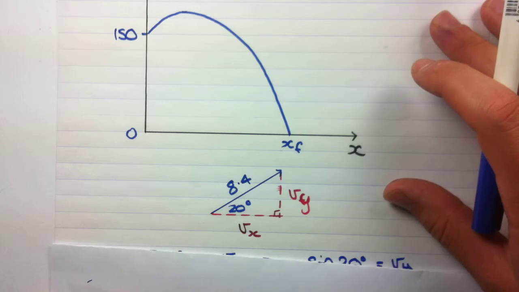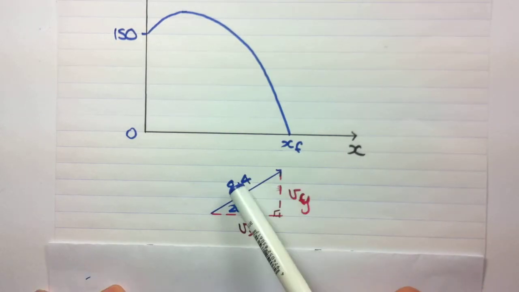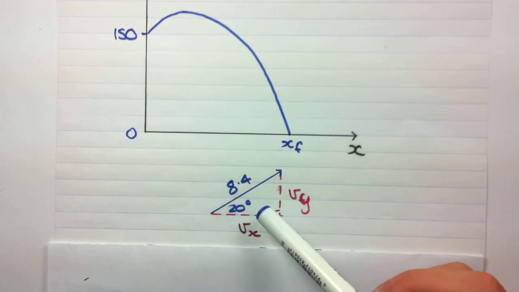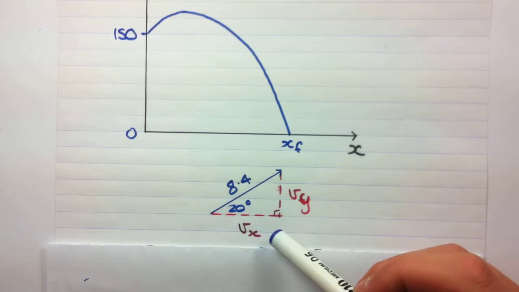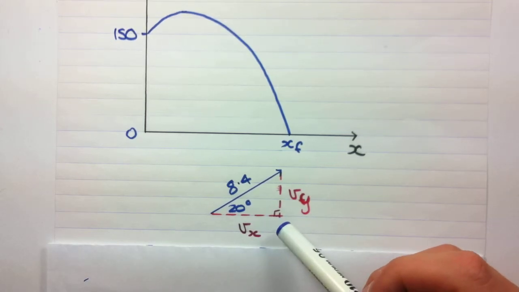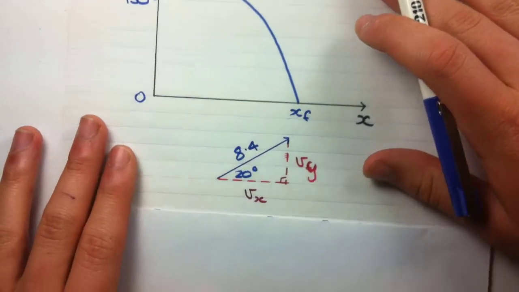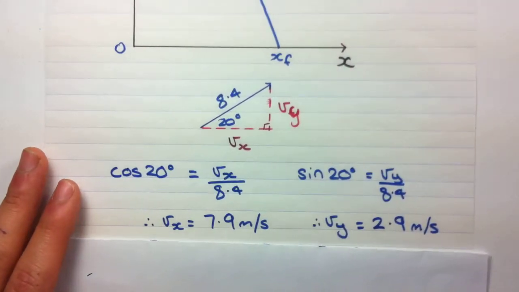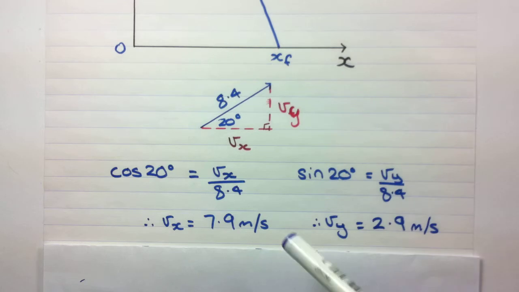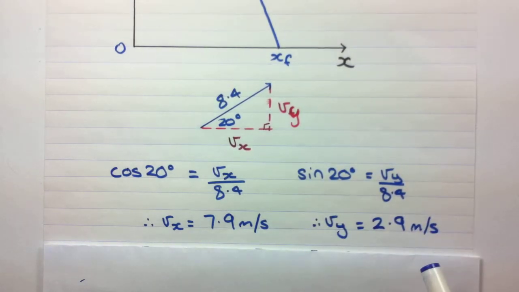Right, the other information we got given was that we have an 8.4 meters per second velocity vector, and it's 20 degrees above the horizontal. We've seen this many times now, that a vector is composed of an x and y component. I've quickly drawn up Vx and Vy, and I got that Vx equals 7.9 meters per second and Vy equals 2.9 meters per second.